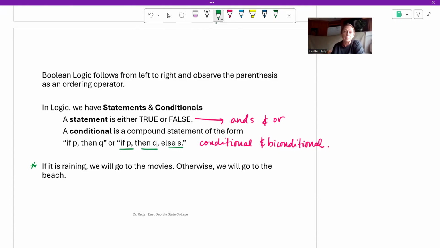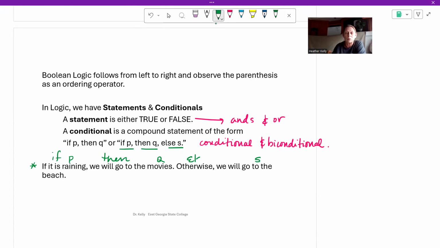It says, if it's raining, we will go to the movies. Otherwise, we will go to the beach. So this is if P, then Q, else going to the beach is S. I spelled else wrong, but you can see there that's how that could come across.